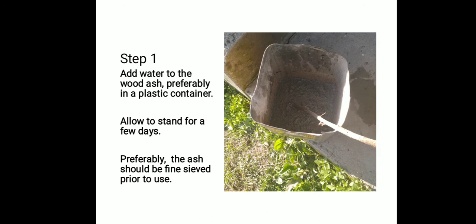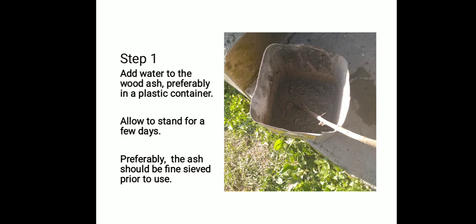The first step is to add water to the wood ash in a plastic container, but I have used a metal container. The metal container reacts with the potassium hydroxide that is leached out from the ash by water, and thereby reduces its purity and concentration. Therefore, we should not use metal containers. A plastic container would be the best.